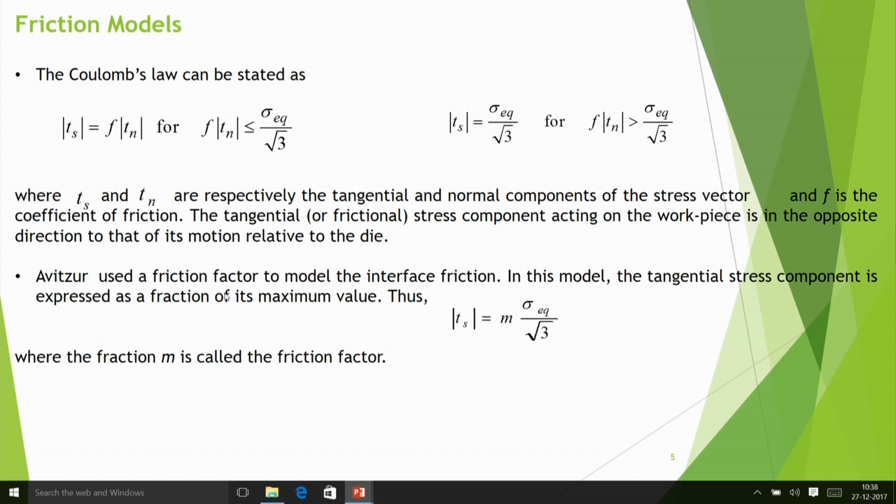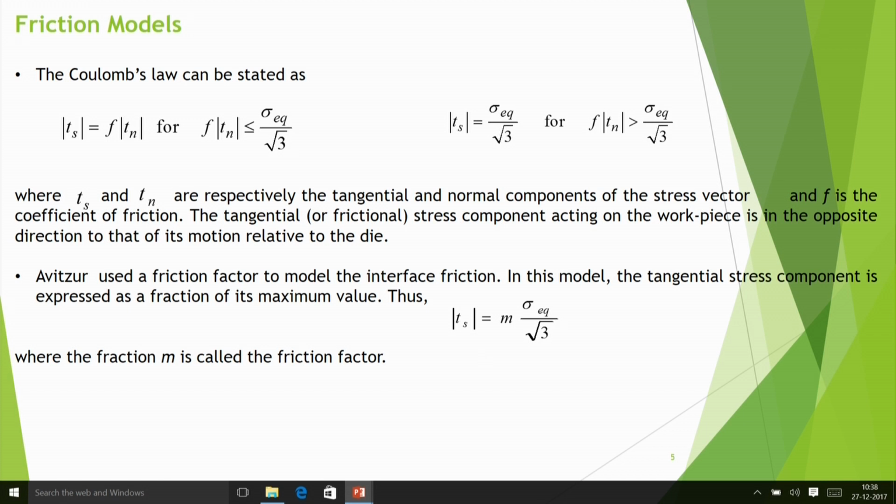Avitzur has worked a lot in metal forming. He used a friction factor to model the interface friction. In his model, the tangential stress component is expressed as a fraction of its maximum value. That means he does not use the Coulomb coefficient of friction; he uses T s is equal to m times sigma eq by root 3.